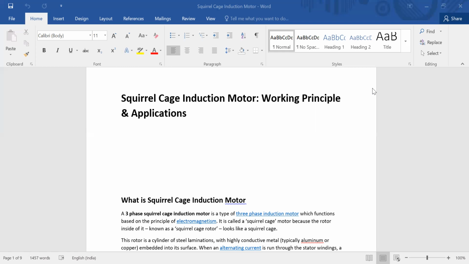When we are talking about AC motors, it will be either an induction motor or a synchronous motor. Firstly, we will clarify the difference between the induction motor and the synchronous motor. The main difference is that the induction motor is a self-starting motor, while the synchronous motor is not a self-starting motor.